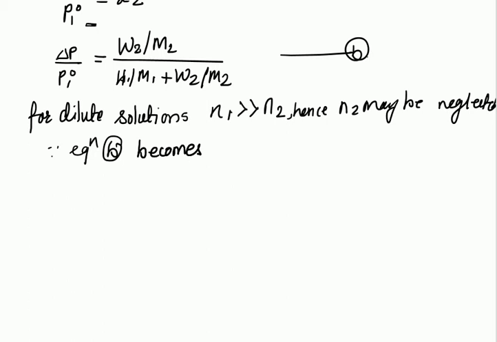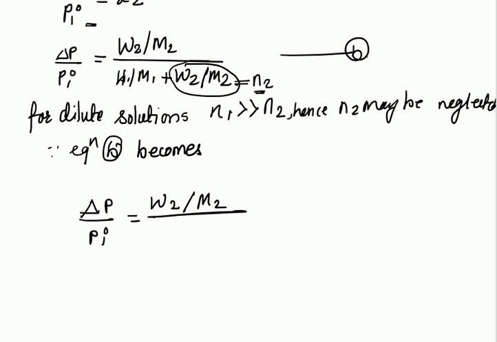delta P upon P1⁰ is equal to, this W2 by M2 is our n2, right? If we neglect the n2 from the denominator in equation B, then we get delta P upon P1⁰ is equal to W2 by M2 upon W1 by M1. Hence, is equal to W2 into M1 upon W1 into M2, as the divide goes up. This will be our new formula.